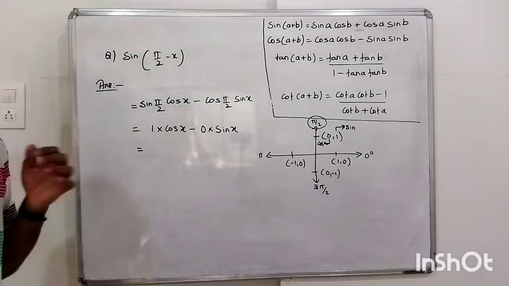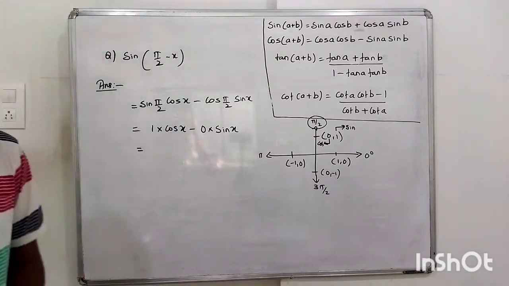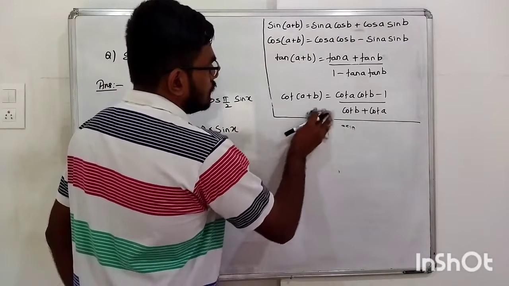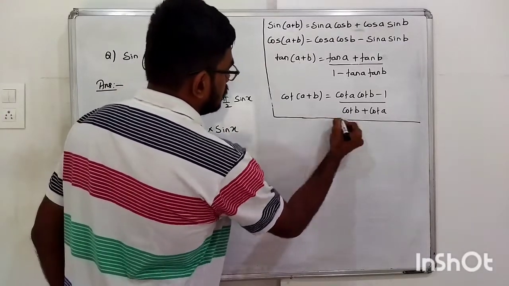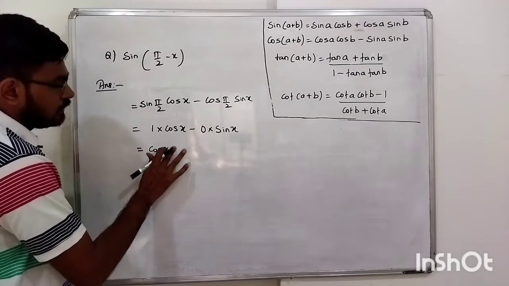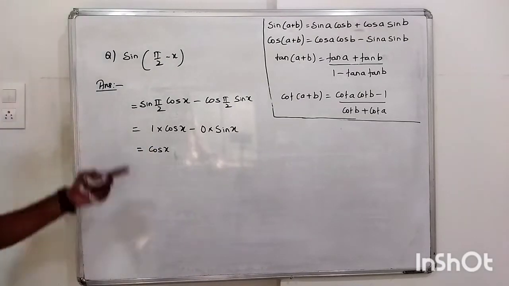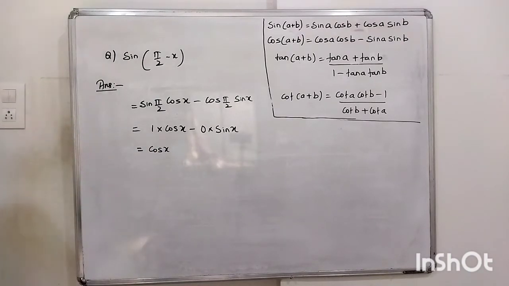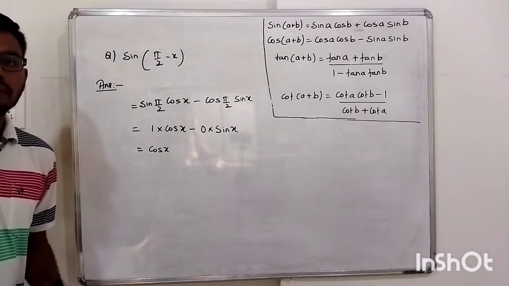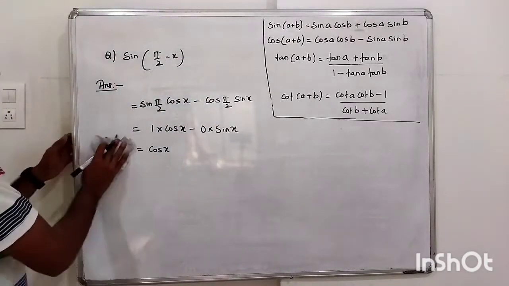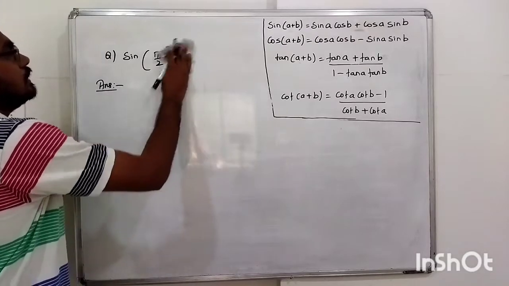This we have already learned in the first video. You can go through that. Then just simplify, and we'll get the correct answer here. So cos x minus 0 into sin x, so 0. So the answer is cos x. So this only we have to prove: sin of pi by 2 minus x is cos x. So this way we can find for any angles. For example, this is just pi by 2 minus x.